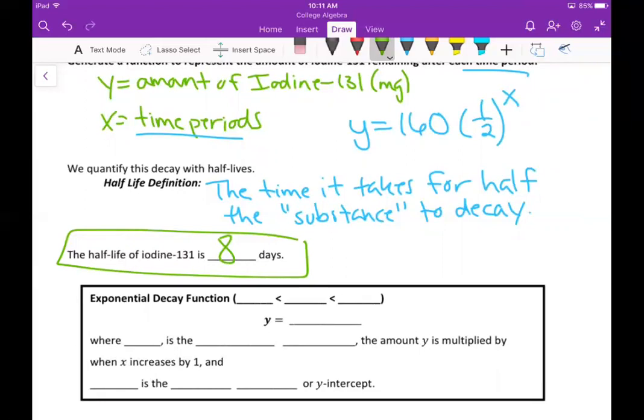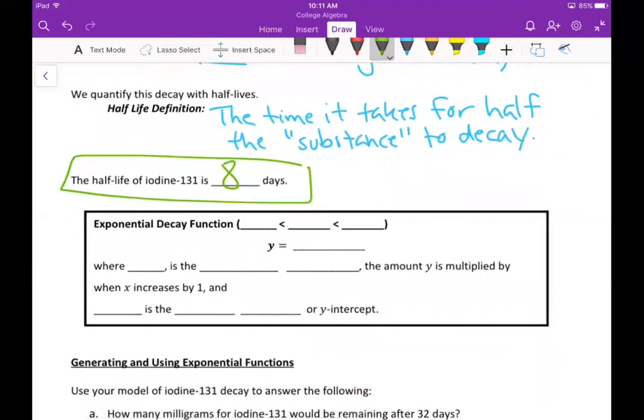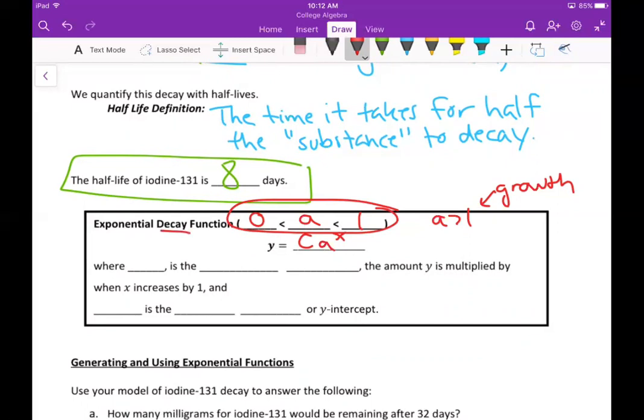Okay, so exponential decay function, very similar. We still have y equals c times a to the x, but the big difference now is that for decay, we're always going to multiply by a fraction or a number between 0 and 1 so that that original amount does decrease. As soon as a is greater than 1, we have growth. So for decay, this is the main difference now. We know that a will be between 0 and 1, and that creates the decay in exponential decay.